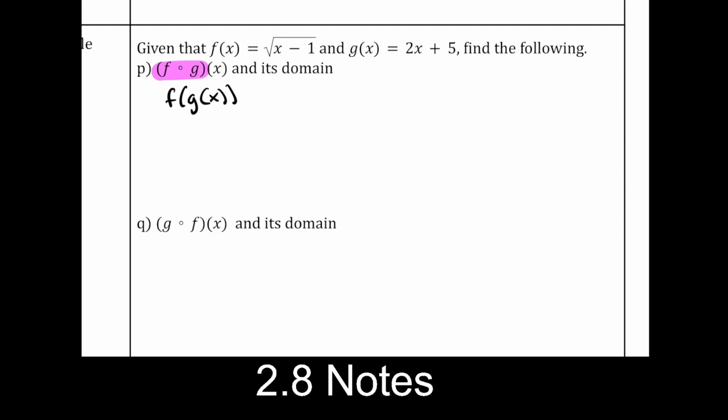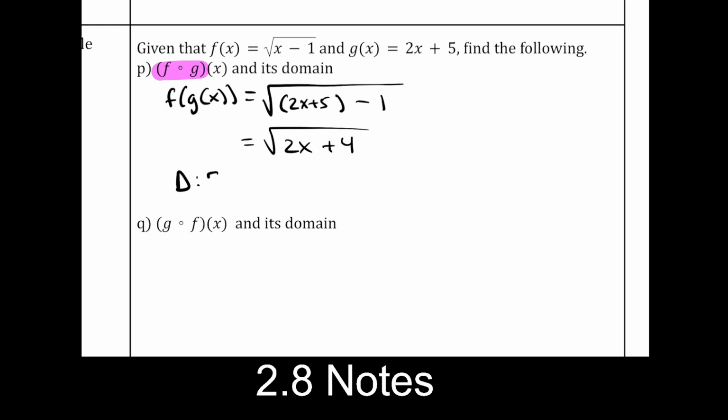So this is our f function with g plugged in. So our f function looks like this. But I took out x, and we're going to replace x with our g function, which is just 2x plus 5, like that. And so now you can simplify a little bit. This is going to be square root of 2x plus 4. And that is our actual function. So now when you look at this function, what you can do is you can just take the domain of this function, of course, right? The domain of this function is from -2 up to infinity.